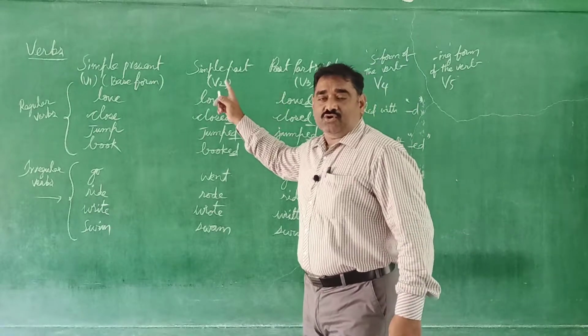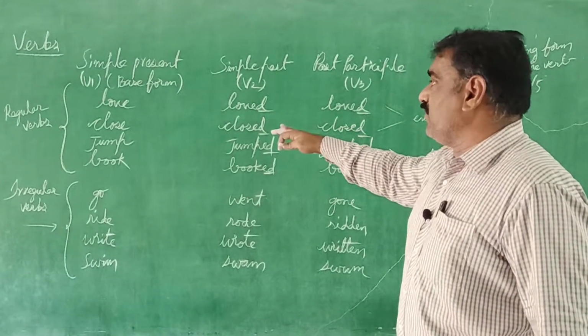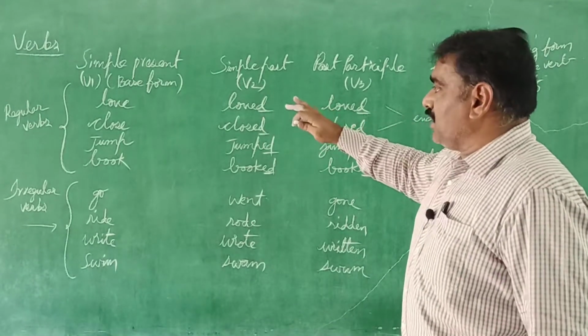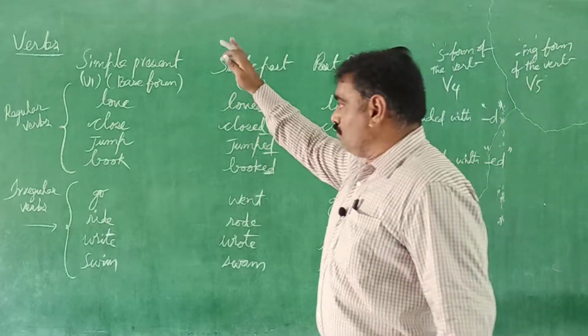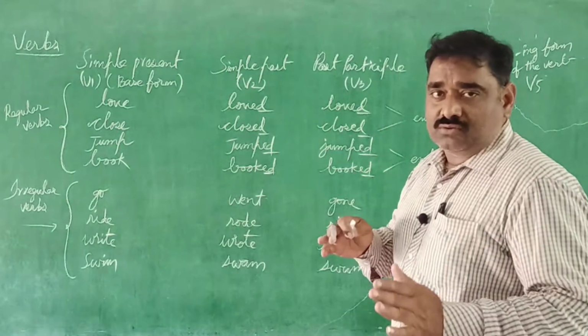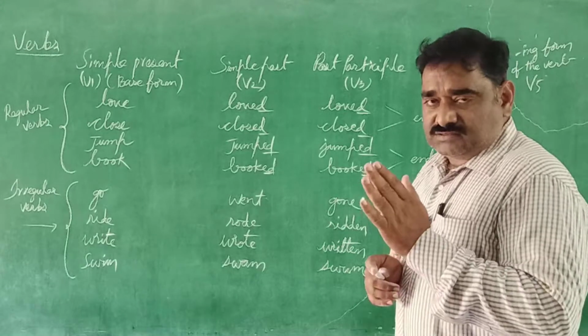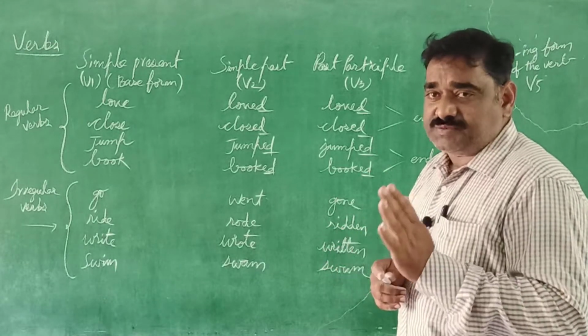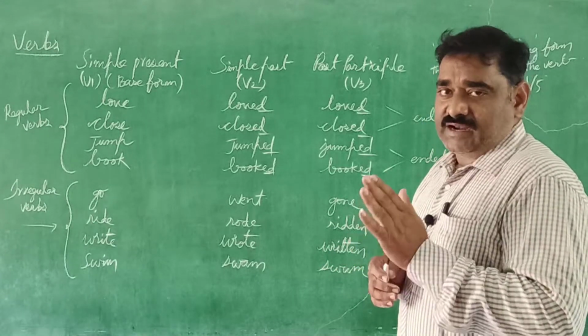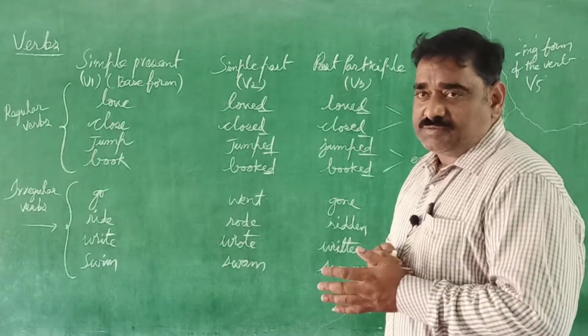Right. Students, look here. Here I wrote a table form. This is a table form about main verbs. A while ago we came to know that verbs are of two types: main verbs, action words especially, regular verbs and irregular verbs.